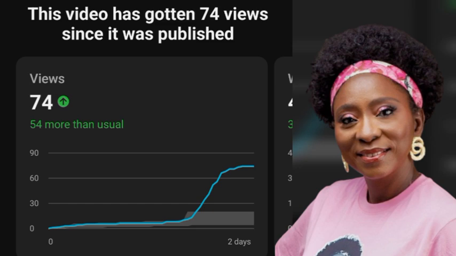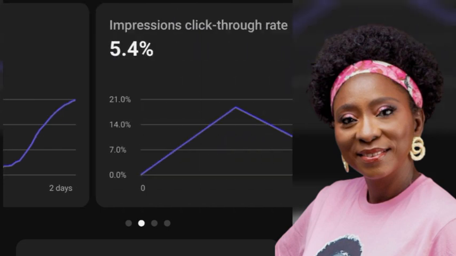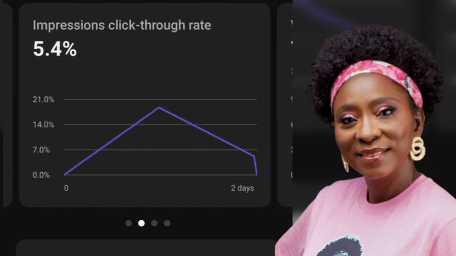Let's look at the reach. The reach is already at 1,200 impressions. Wow. And a 5.4% impressions click-through rate. That's good. We've been told you should get like 5% and above.